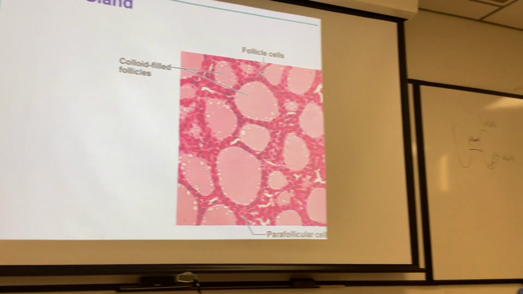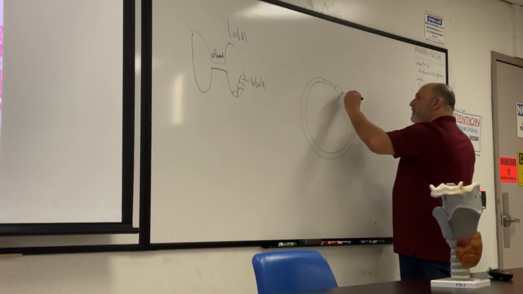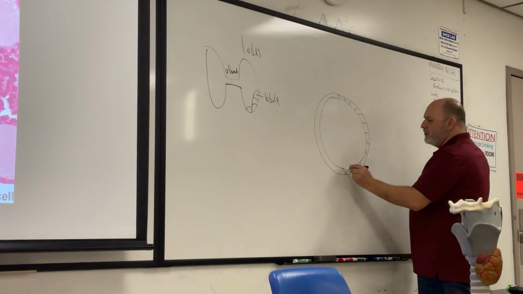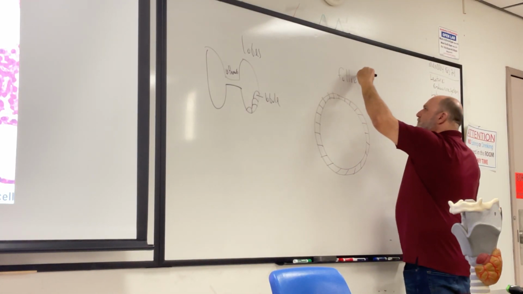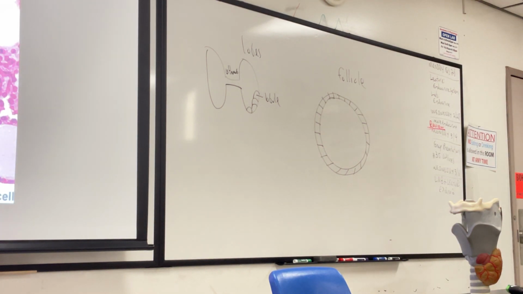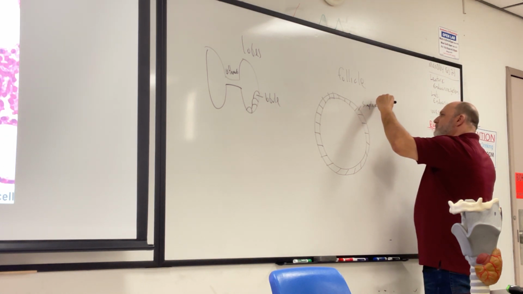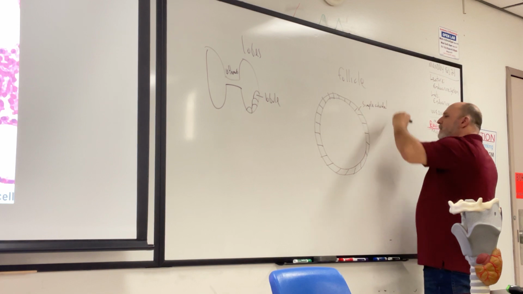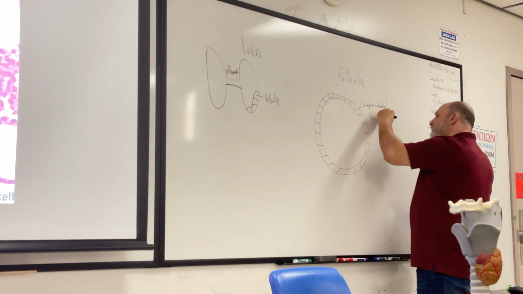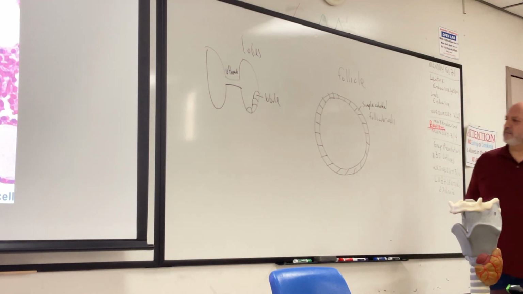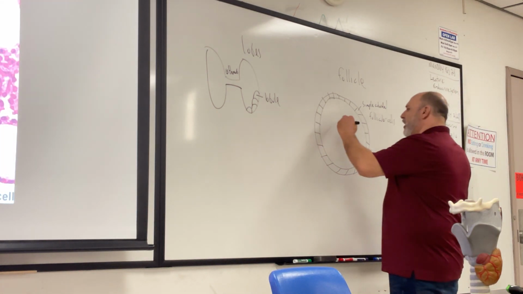If you look at the thyroid gland, it is made up of a bunch of fluid-filled follicles. All right. Here we have a simple cuboidal epithelial tissue. These are the follicular cells. And they surround this fluid-filled or colloid-filled space.